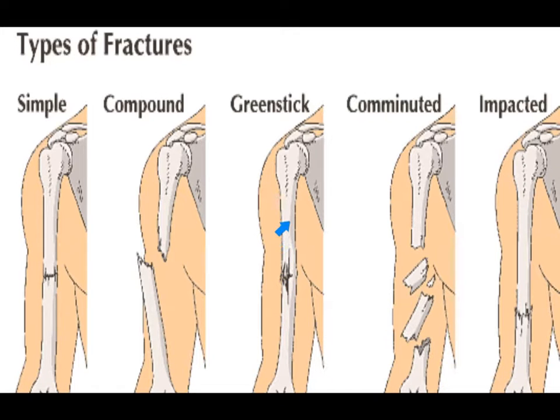This is typically because we have more cartilage present, and you'll find green sticks more common in young children where the bone has not completely ossified. On the other hand, the comminuted is where we've had the bone that has shattered.